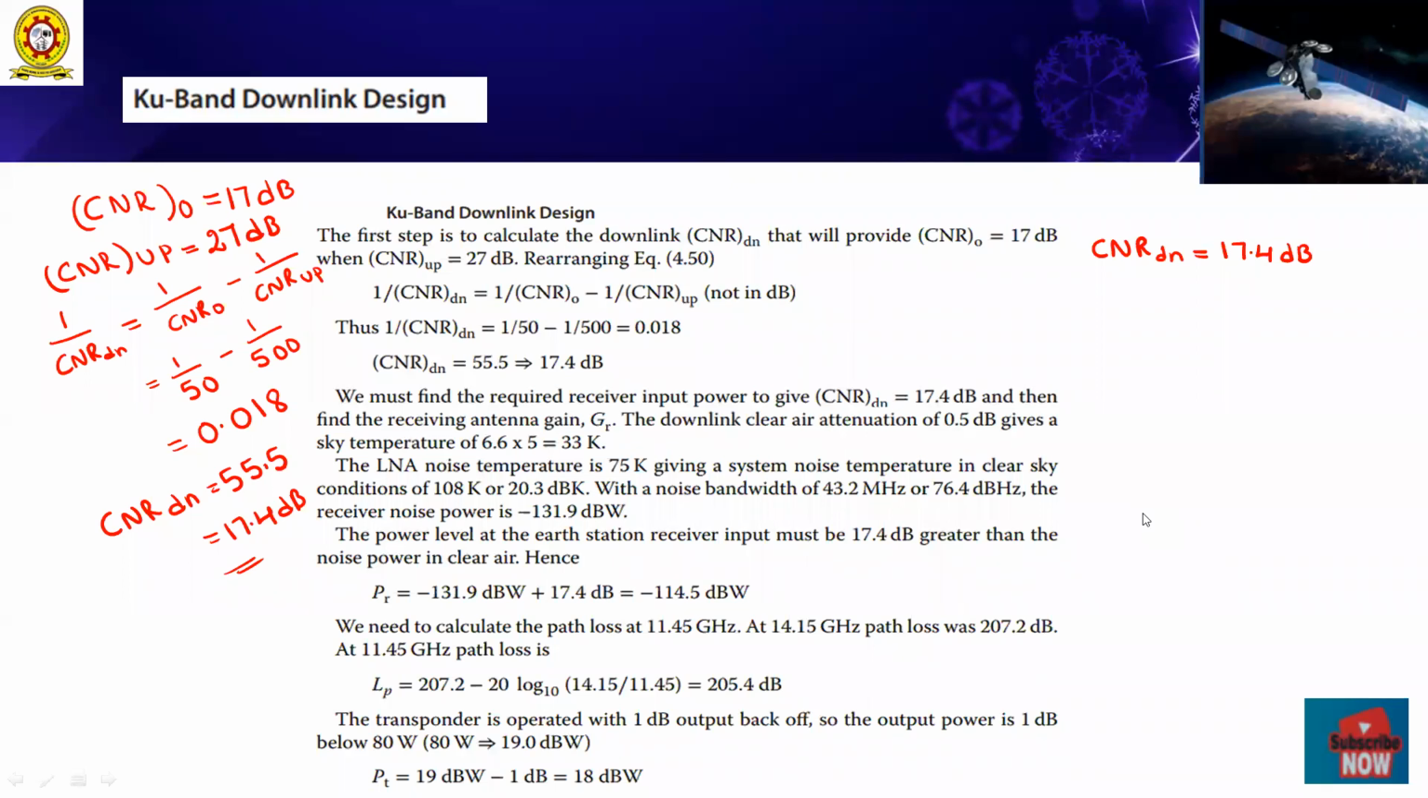Similar to the analogy we made, we must find the required receiver input power to give this C/N, the CNR downlink, of 17.4. So how do we formulate the noise budget? Here I am writing the downlink noise power budget.